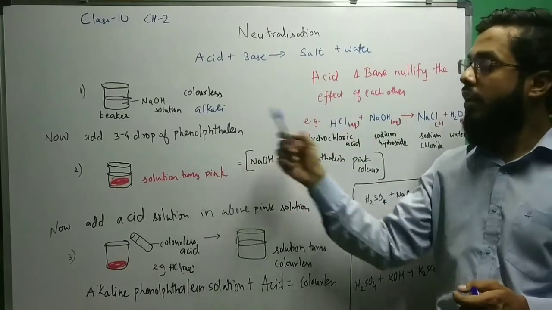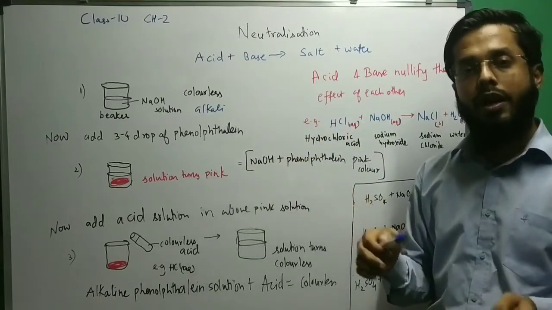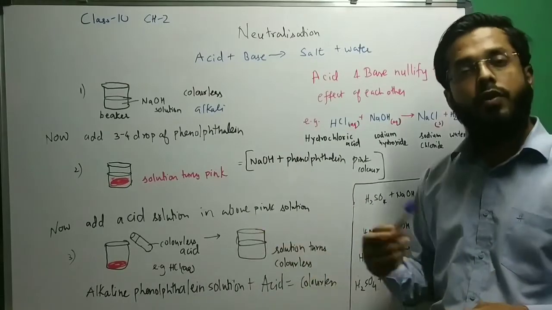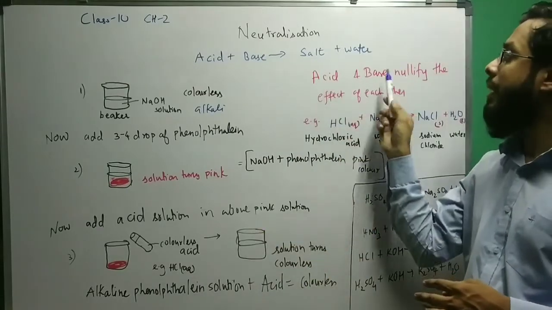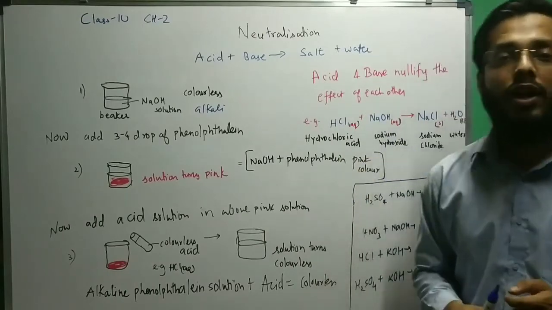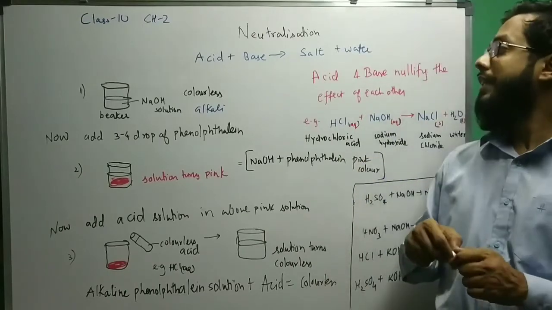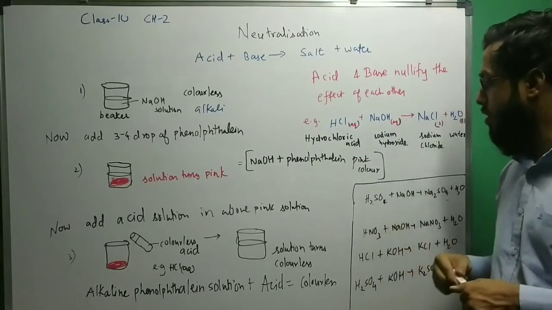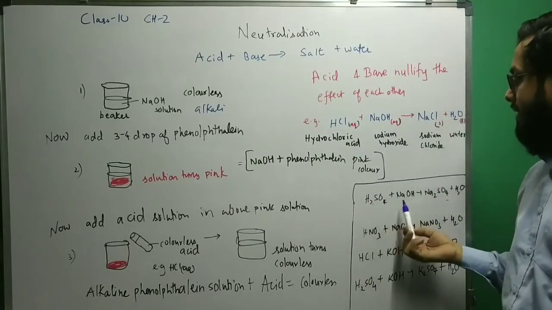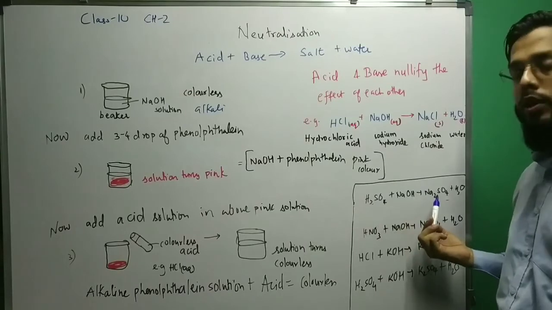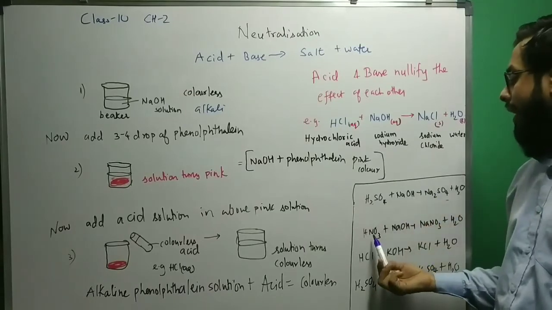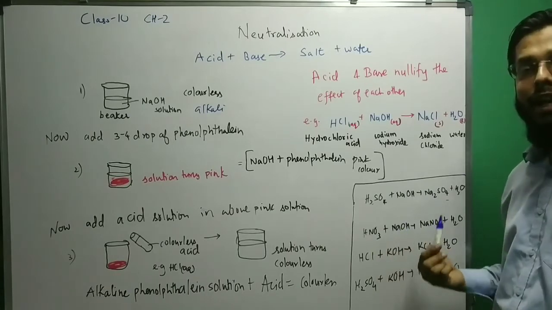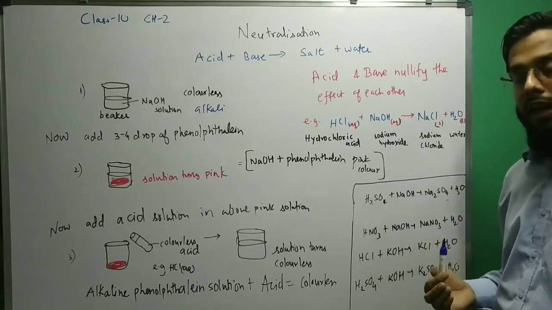Can you see the pink color disappear? If you again add NaOH, the pink color will reappear. So actually acid and base nullify the effect of each other. So this is the neutralization reaction. We can see other examples also. Sulfuric acid plus NaOH forms sodium sulfate plus water. HNO3, that is nitric acid, plus NaOH forms NaNO3, that is sodium nitrate.